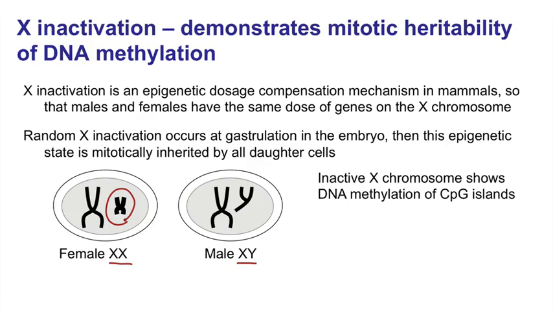So this X inactivation involves DNA methylation of the CpG islands, all 1,000 of them or so, or almost all 1,000 of them on the inactive X chromosome. And it's this mitotic heritability after the choice is made that is partly ensured by the DNA methylation of those CpG islands. So this is actually able to be observed in a visible way in the coat colour of cats.